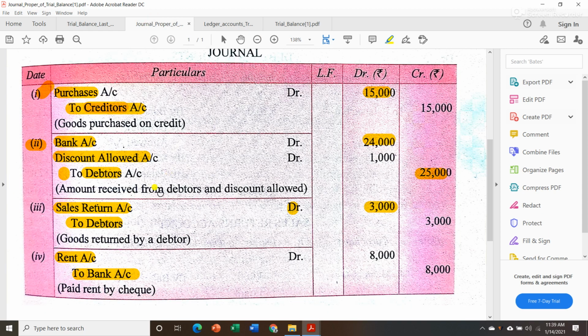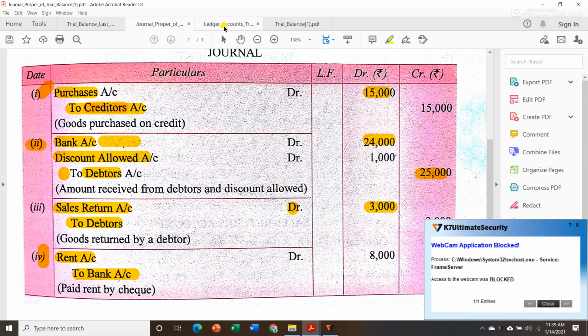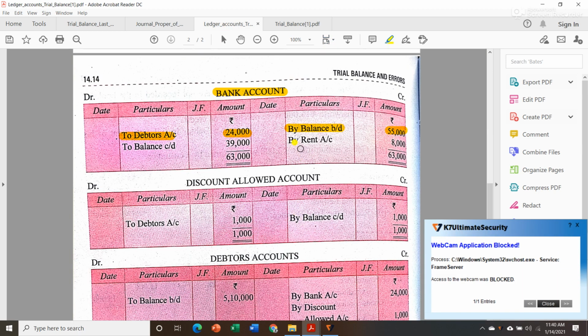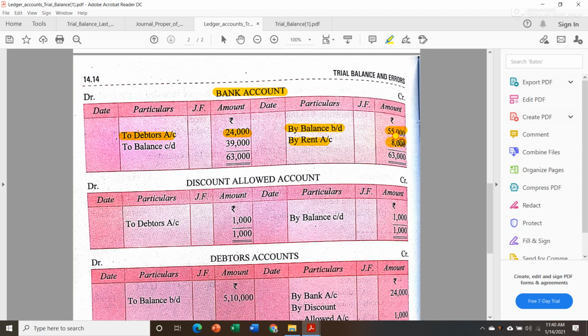Okay. Now let us see in the trial balance. Do we have in the journal any other transaction related with this bank account? Roman number 3, no, we don't have. In Roman number 4 we have, yes, rent account debit to bank account. So bank account's ledger will get involved in this. So we will simply put by in front of rent, and we will write on the credit side by rent account rupees 8,000.